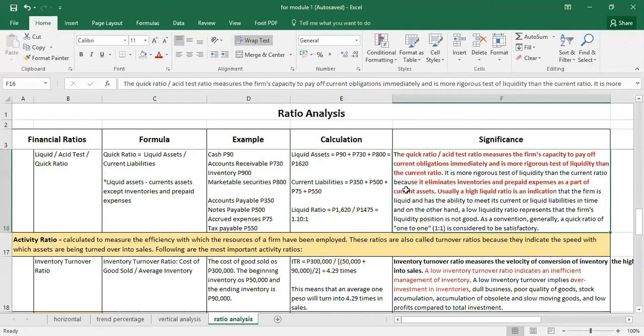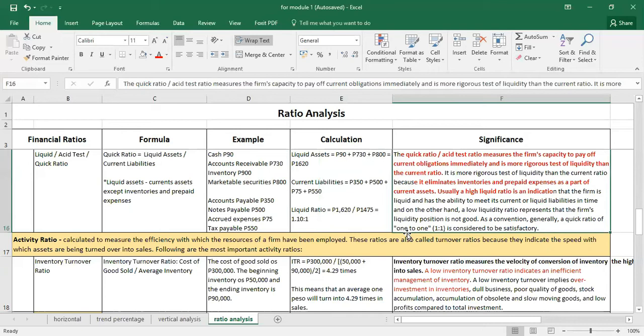Ang inventories natin, for example, bukod dun sa mga pambenta natin, ito yung mga raw materials actually natin for production. Ito yung mga halimbawa sa Jollibee, ito yung tinapay natin, ito yung patties natin.